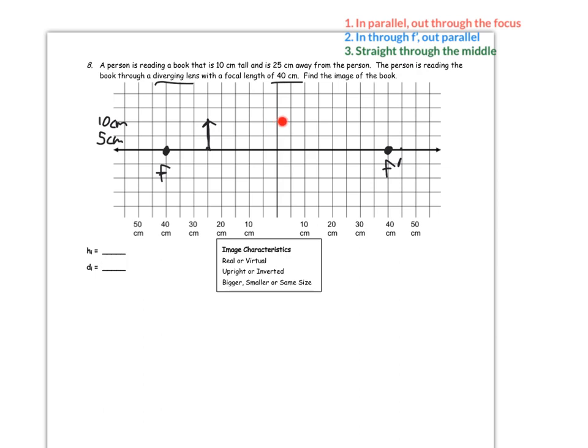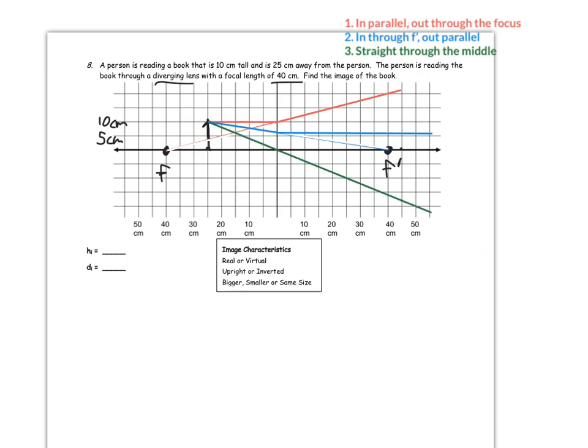We go in parallel, hit the lens, go out through the focus, but keep in mind the focus is back here, so we're going to go out along that line with the focus. For the second one, we're going to go in through F prime, which is over here, so we're going to be headed towards that F prime, but once we hit, we're going to bend and go parallel, and then the third ray still goes directly through the middle.